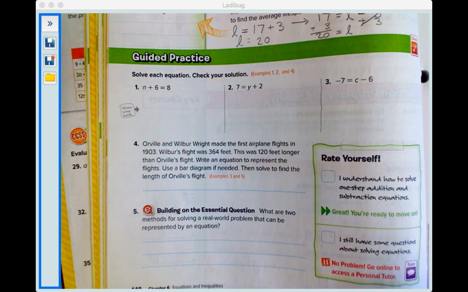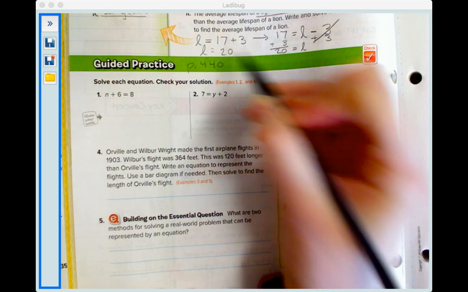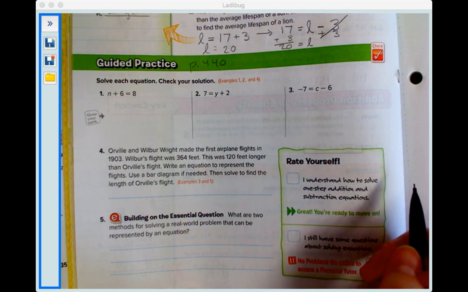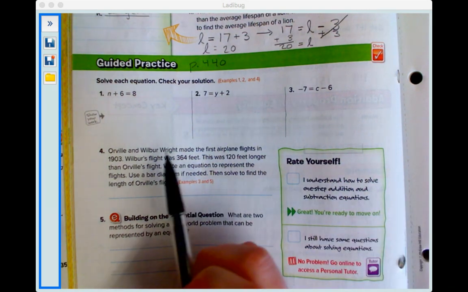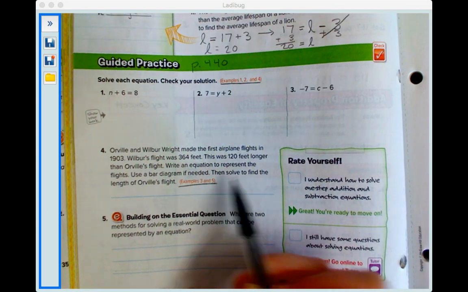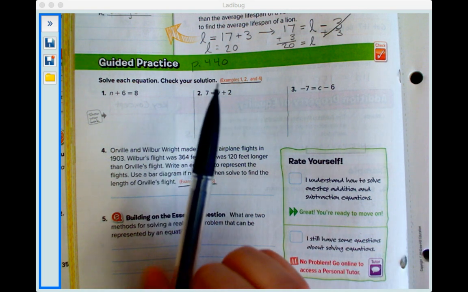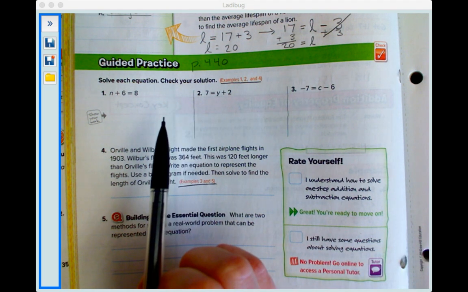Alright, so we are still on page 440. I'm going to help you set up your guided practice. Please use your examples to solve your guided practice and your homework for this section.